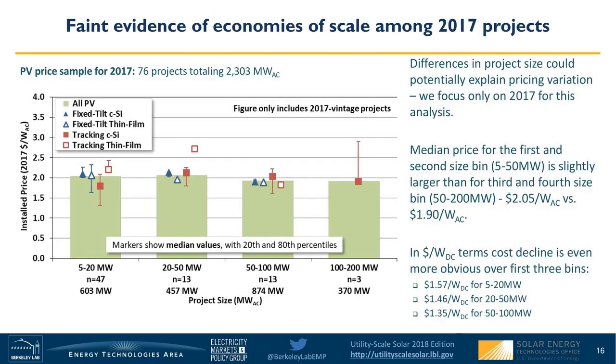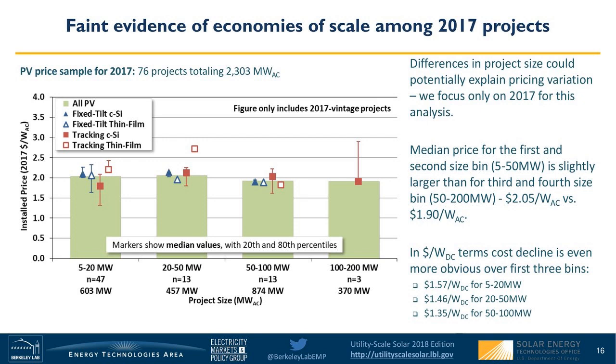This graph here divvies up the 2017 projects by the installed project size, and we have 4 different size bins here. And what we can see is that we have faint evidence really of economies of scale, meaning that larger projects come in a little cheaper. The majority of the projects in our pricing sample really fall into this first category of 5 to 20 megawatts. That's where many of the projects that are out there have been built.